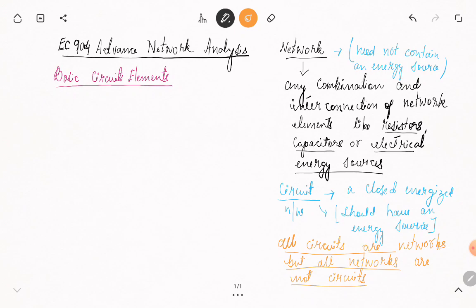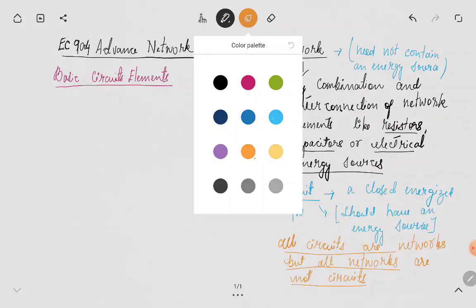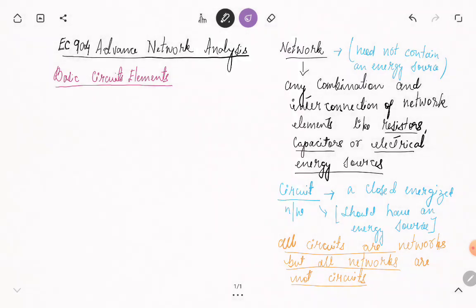And then let's come to some other terms, which are loop and mesh. We have two terms, loop and mesh. For that we need to consider a simple circuit to define what a loop is and what a mesh is, and what is the difference between loop and mesh.